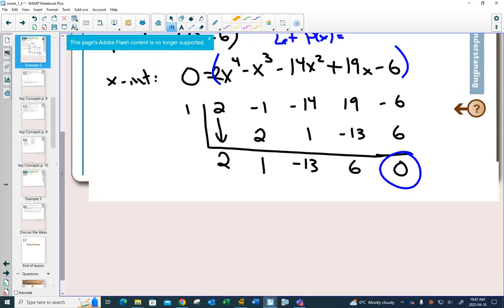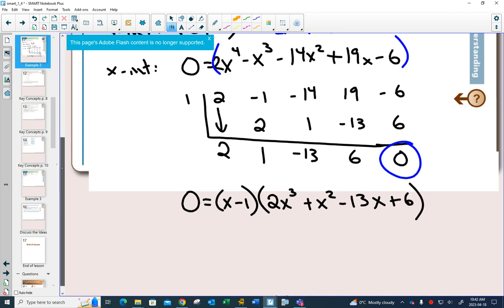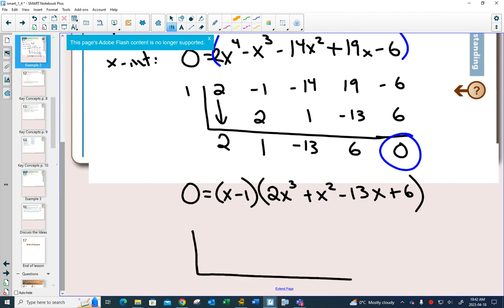I have 0 equals, so I would write 0 equals again. One factor is x minus 1. And then I'm left with 2x cubed plus x squared minus 13x plus 6. And I would do synthetic division again with the 2, the 1, the negative 13, and the 6. And now the last number is still 6, so it could be plus or minus 1, plus or minus 2, plus or minus 3, or plus or minus 6.